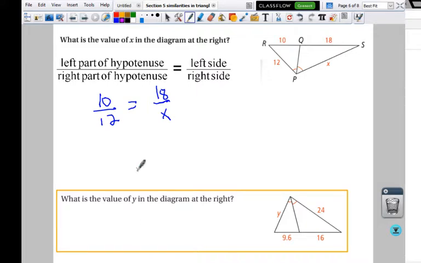And we would get, let's see, 21.6. You would get 21.6. Don't trust me. 21.6. We get 21.6 equals x.